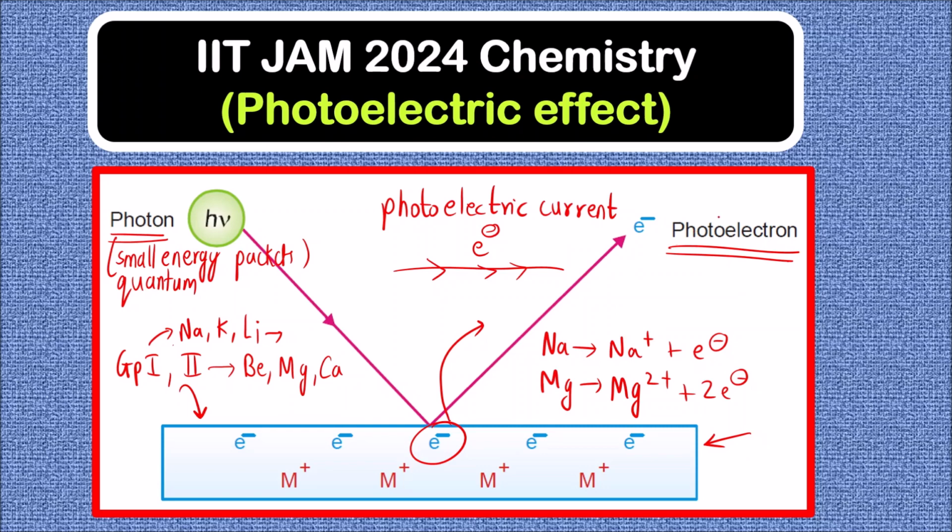Why are they called photoelectrons? Photo means light. These electrons are removed because we shine light on the metal, or we incident light on the metal surface. That is why they are called photoelectrons, and the current that is generated is called photoelectric current. So now the question is, how can we prove that this photoelectric effect is taking place?